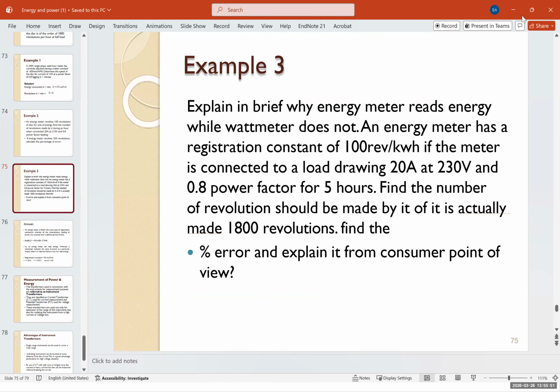Now, the third example: we want to explain in brief why an energy meter reads energy while a watt meter does not. An energy meter has a registration constant of 100 revolutions per kilowatt hour. The meter is connected to a load drawing 20 amps at 230 volts and 0.8 power factor for 5 hours. Find the number of revolutions it should make if it actually made 1800 revolutions. Find the percentage of error and explain it from the consumer point of view.